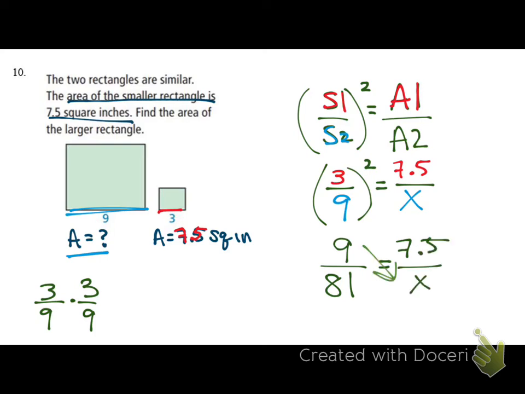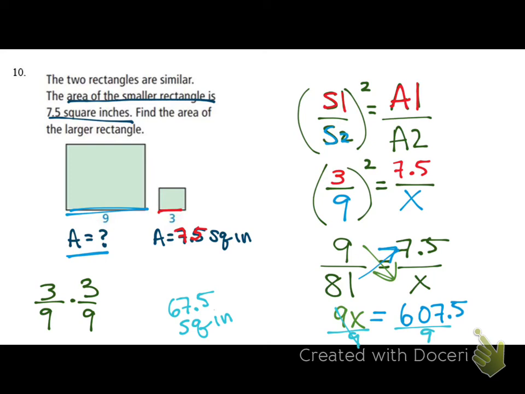Cross multiply, we get 9x equals 607.5. Sorry, 607.5. And then divide by 9. 67.5, and it would be square inches. Can you do the inches and then the little square? Yeah, that's fine.